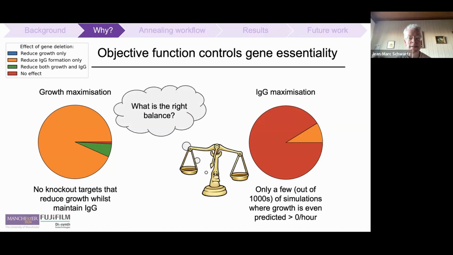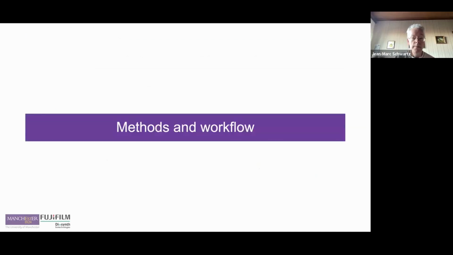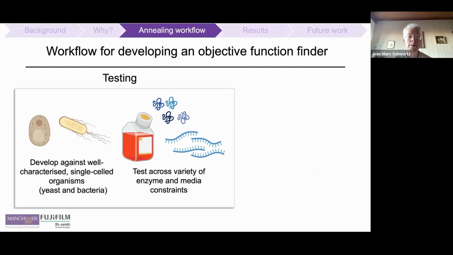So the question, of course, is what is the right balance? How can we find something that's actually most realistic? So here we are then coming to the solution that we proposed. The idea was to develop a function that acts as an objective function finder.